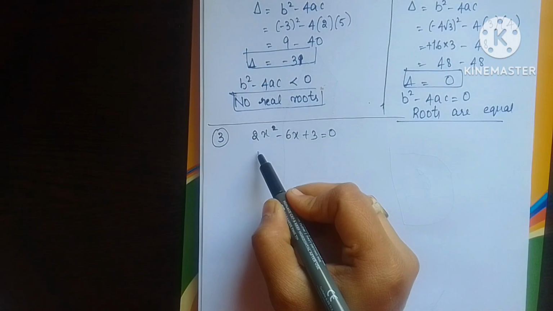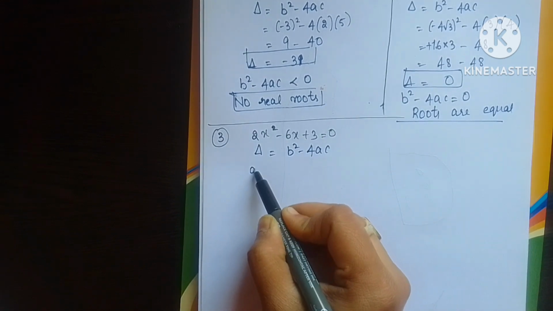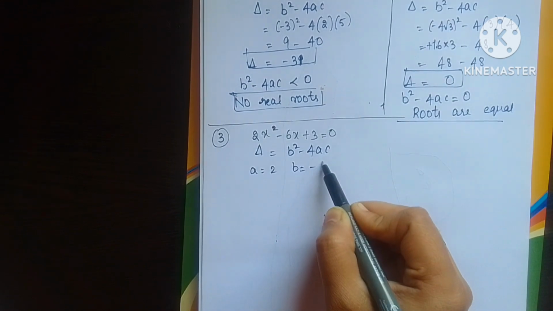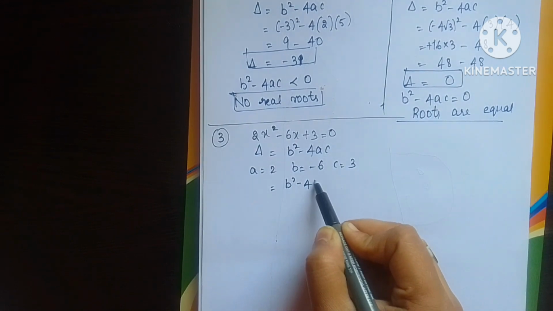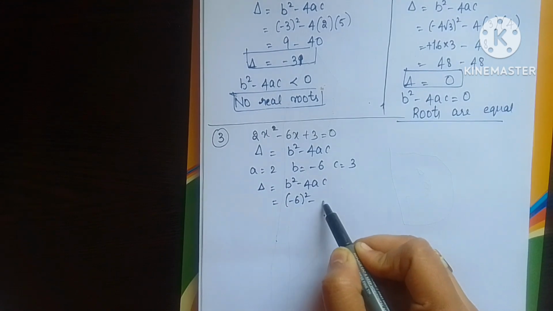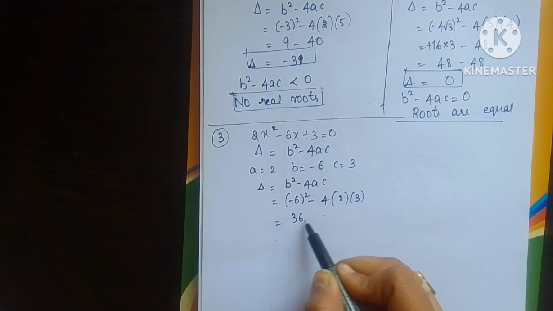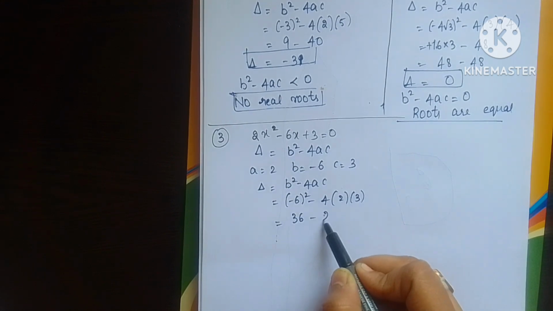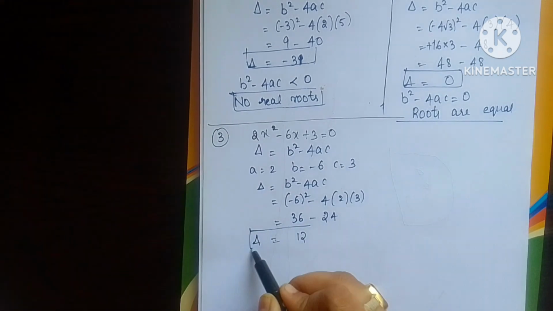So find out the delta now. Delta is equal to b square minus 4ac. Here a is 2, b is minus 6, c is equal to 3. So b square minus 4ac, what will it become now? b is minus 6 whole square minus 4 into a is 2, c is 3. 36 minus 4 times 2 is 8, 8 times 3 is 24. We are getting 12. So delta is equal to 12.